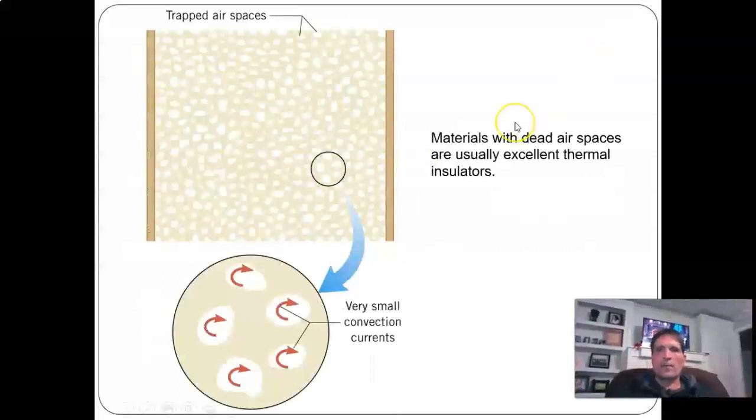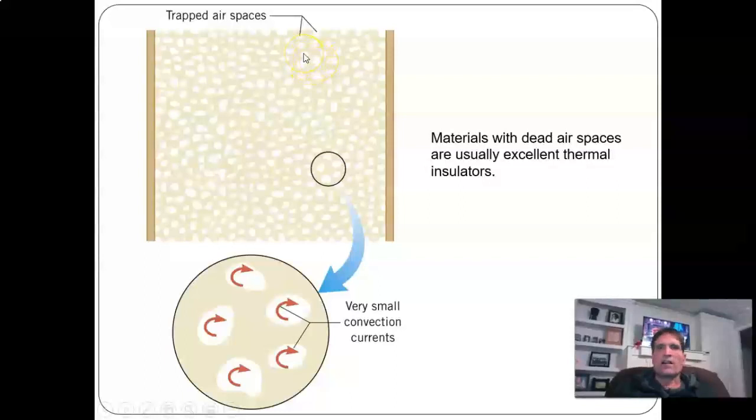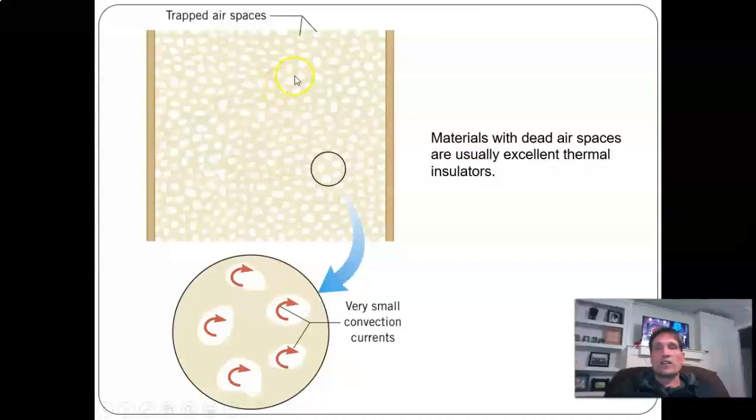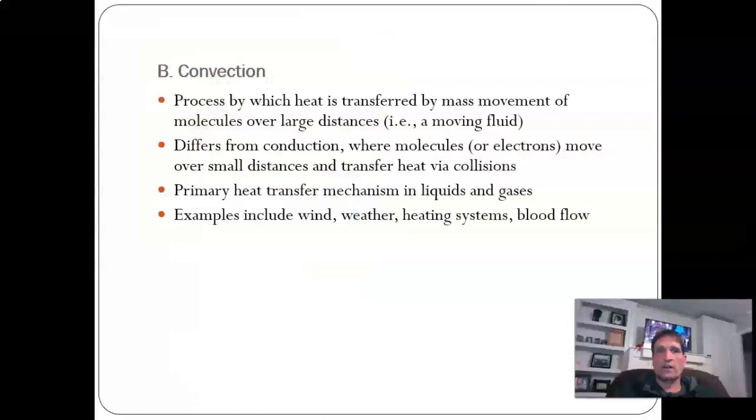Here's another example. If you have trapped air spaces, okay, so for example, like styrofoam with these little air gaps, or foam insulation where you have little pockets of air, that stale air again is a really good insulator. And so these little air pockets in between an insulating material really minimize heat transfer by conduction. So these dead air spaces are really good thermal insulators. So that process is called conduction.